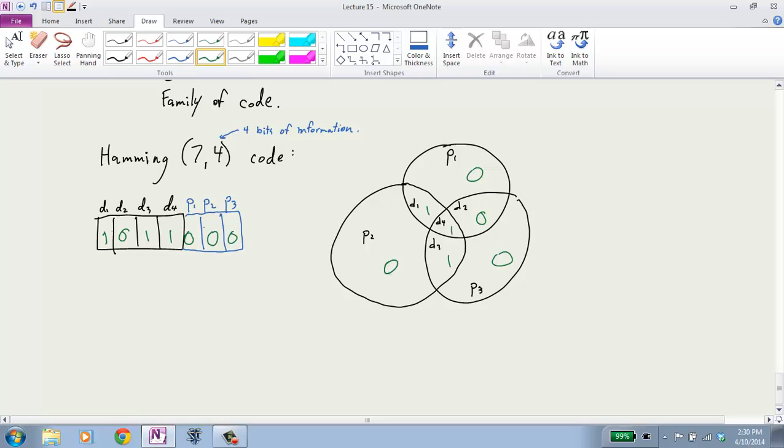Okay, so what we want to know is what D1 through D4 is after you correct. So can you correct this and then tell us what the information is? Yeah, they match. What was that? Or 0. Okay, perfect.